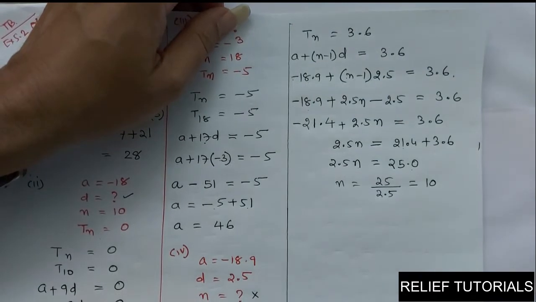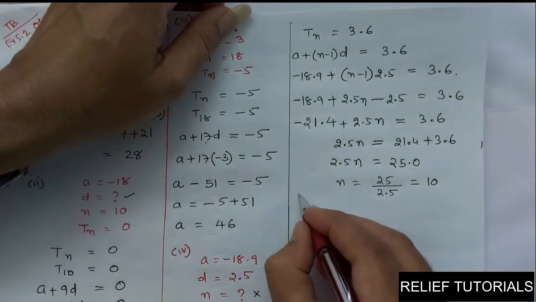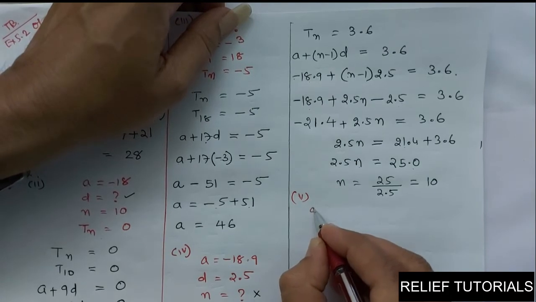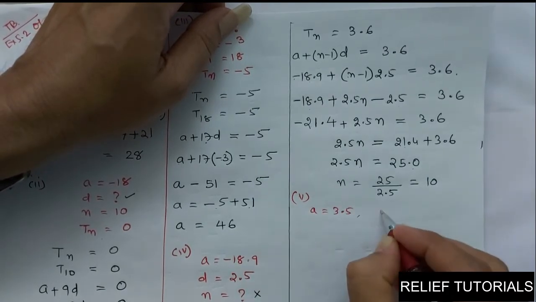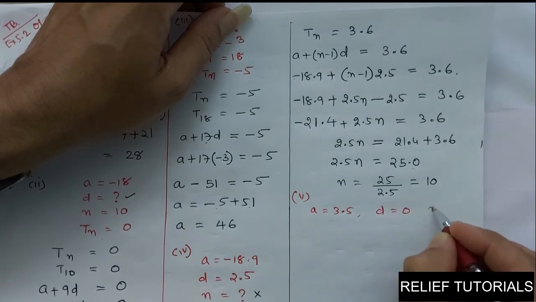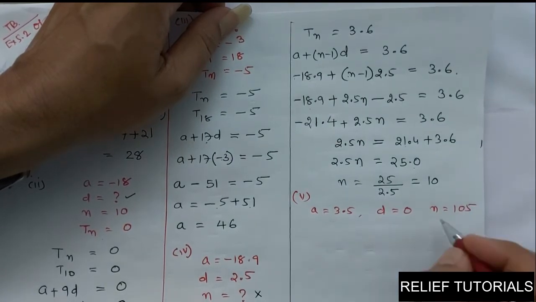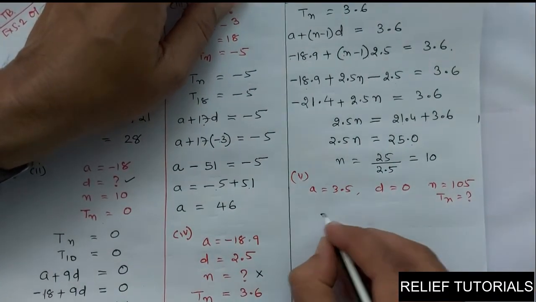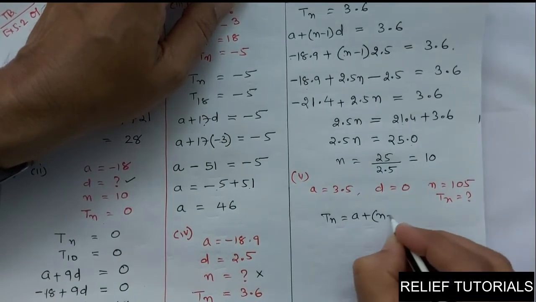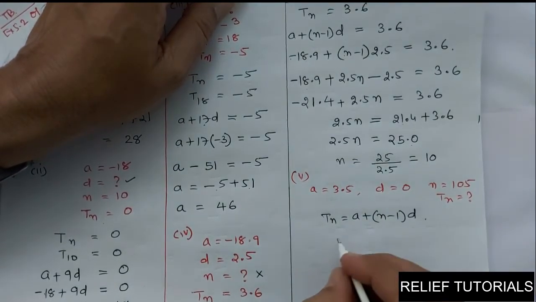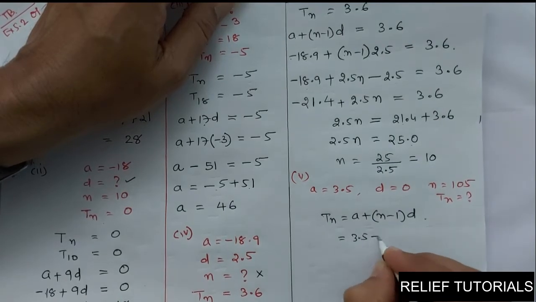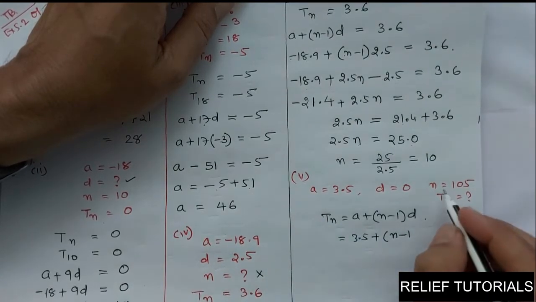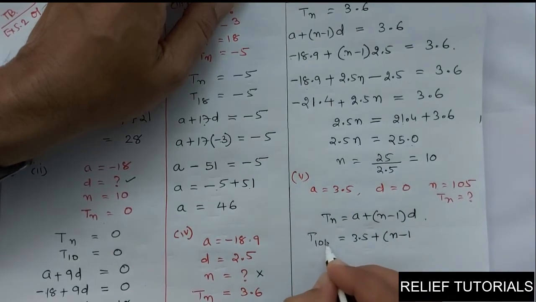Clear? Now we are doing the fifth problem. What is given here? A is equal to 3.5, D is equal to 0, N is equal to 105, then Tn is equal to question mark. So you have to find the nth term. So now you know that Tn is equal to A plus (N minus 1) into D. Clear? Sorry, here N is 105, so T105 you have to find out.